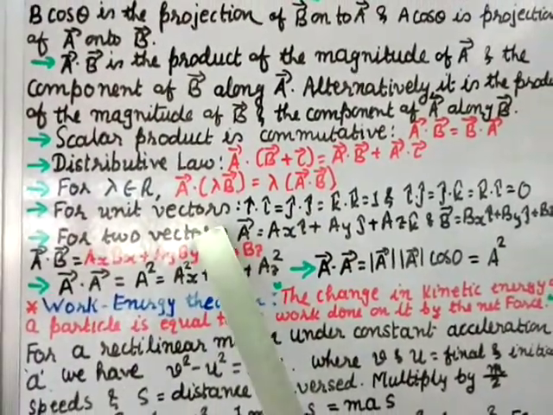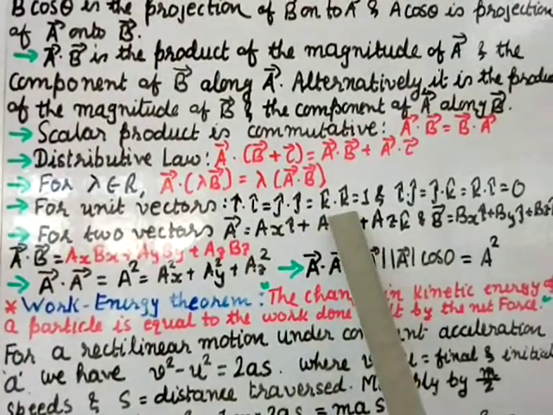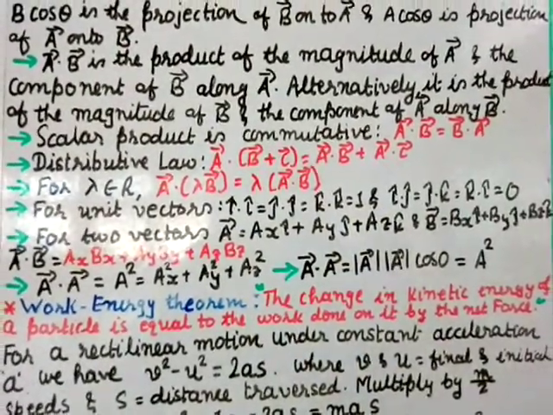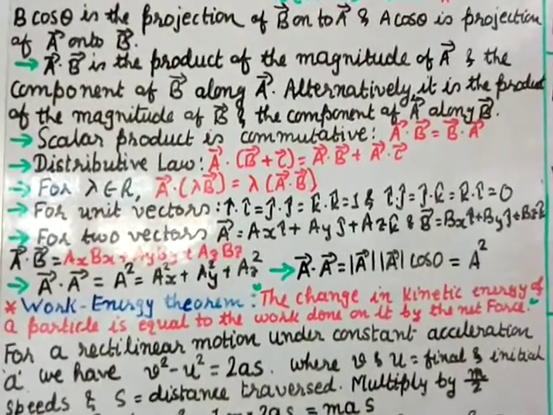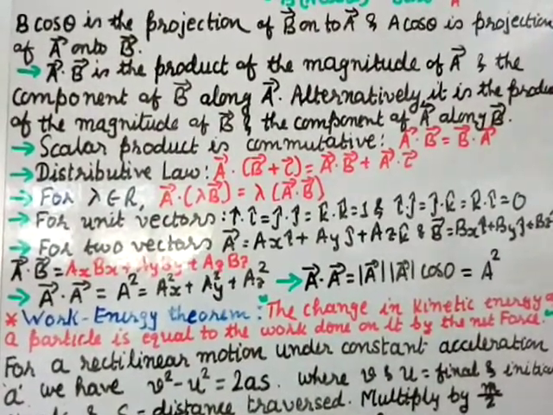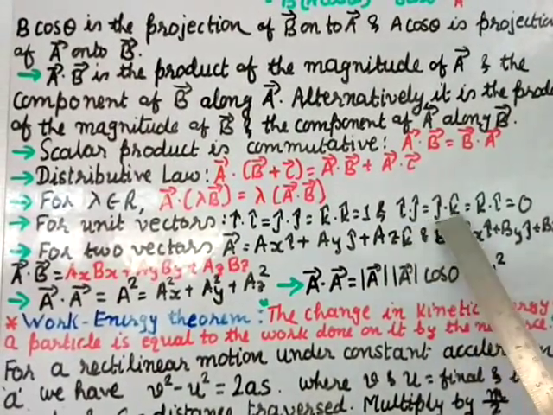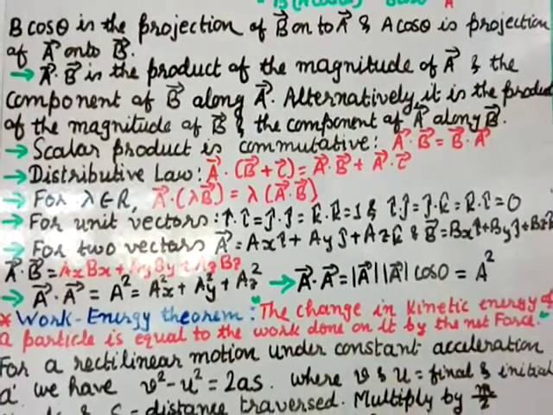For unit vectors i dot i, j dot j, k dot k equal to 1. If you have got the unit vectors, that is i, j, k, the dot product of the unit vector with itself, the answer is 1. But if we do the dot product of i with j, j with k and k with i, then it will be 0.